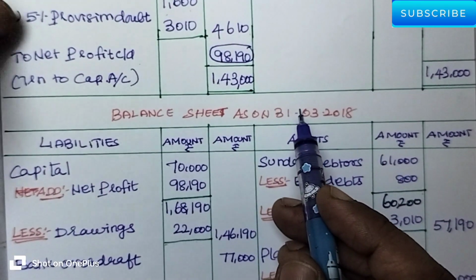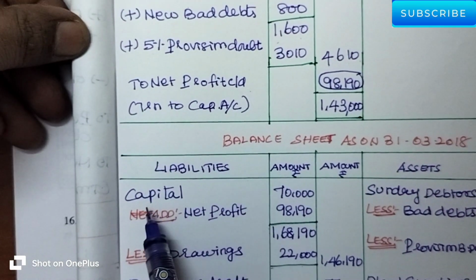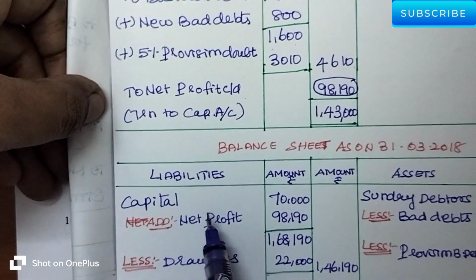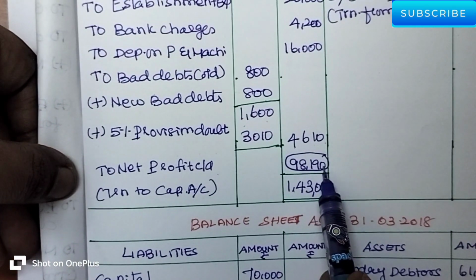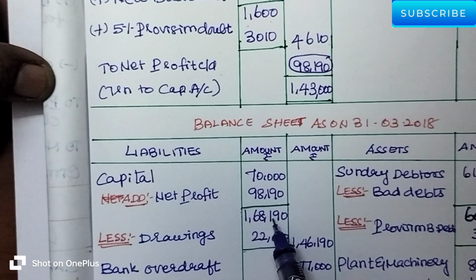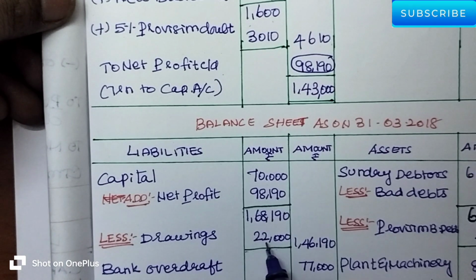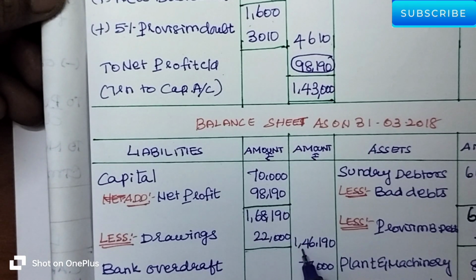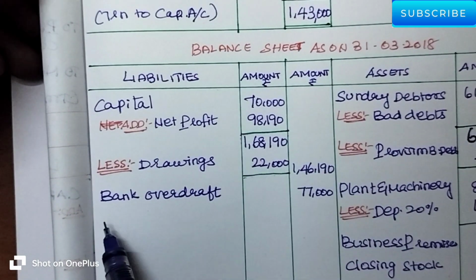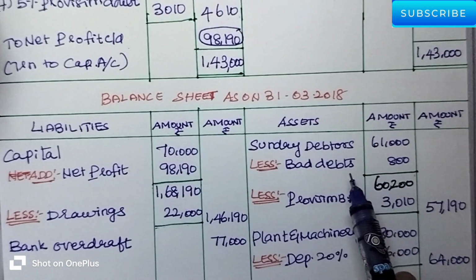Okay, so on balance sheet first we go to liability side. Capital 70,000 rupees. We have to add net profit 98,190. We added, we will get 1,68,190. With that we have to less drawings 22,000. We will get 1,46,190 rupees, and bank overdraft 77,000 rupees. Okay, let's go for asset side.